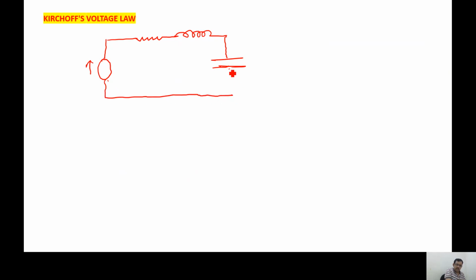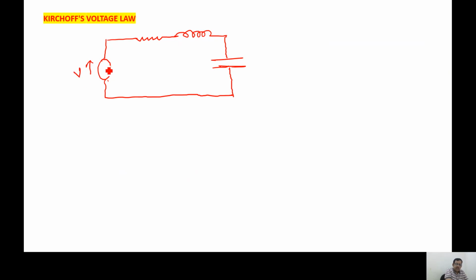For this, what I will do is, again I will reproduce that circuit. This is my voltage source. This is my resistor. This is my inductor. This is my capacitor. So I have drawn a simple circuit here to give an idea about what this law is about, both the mathematical form and the physical understanding.